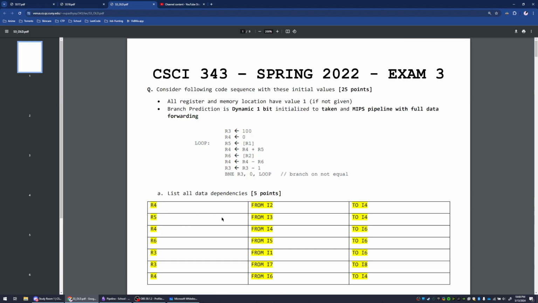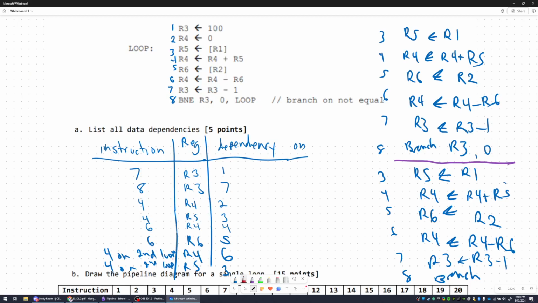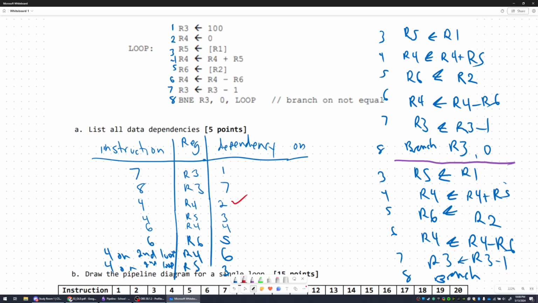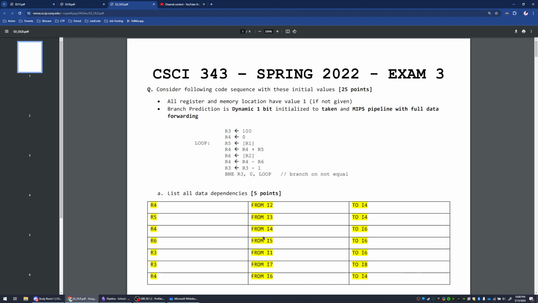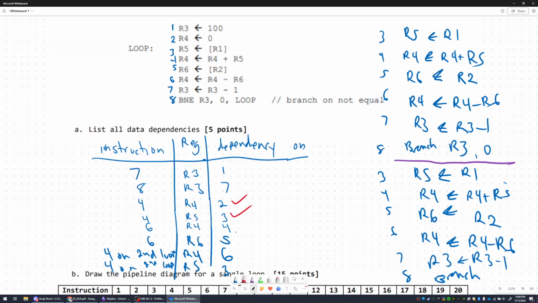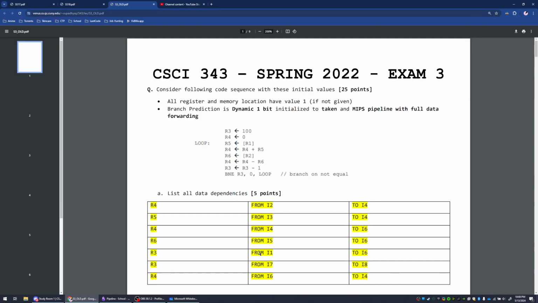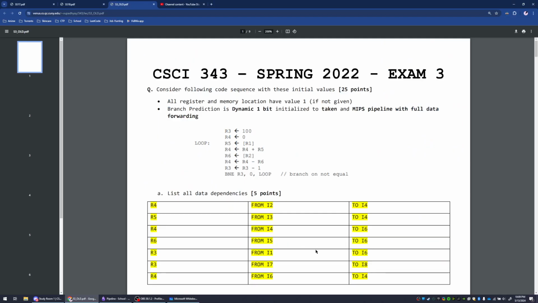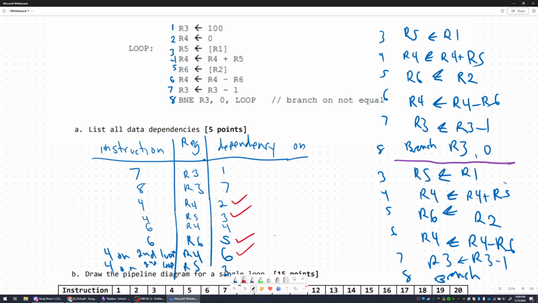R4 from instruction 2. Okay, so that's right. 3 to 4 on R5. Yes. 6 to 4 on R4. Yes. 6 to 5. Didn't have that, did I? R6 on R2, right? Yeah. From 1 to 6.